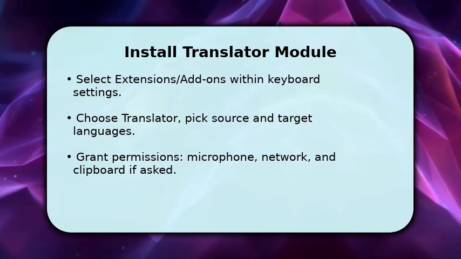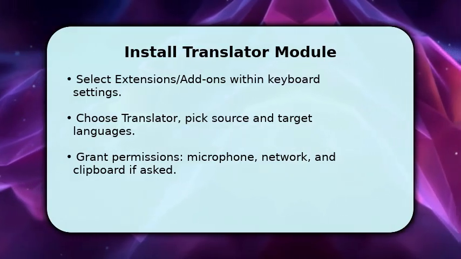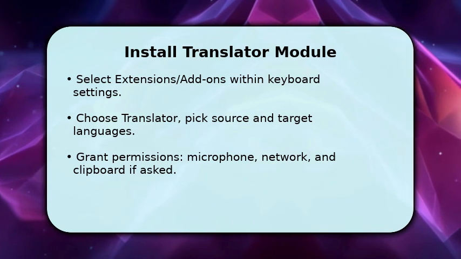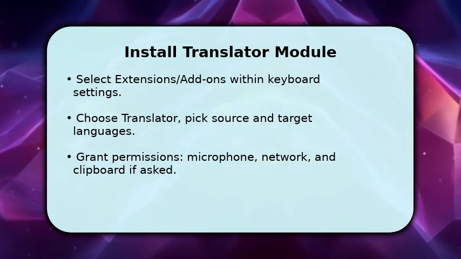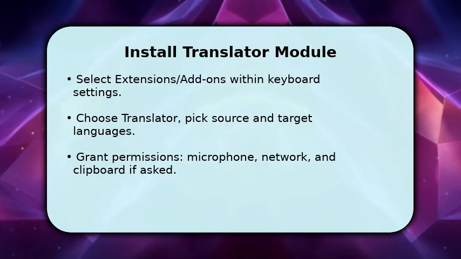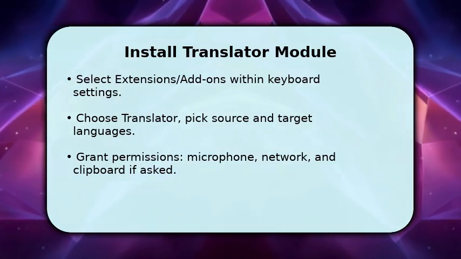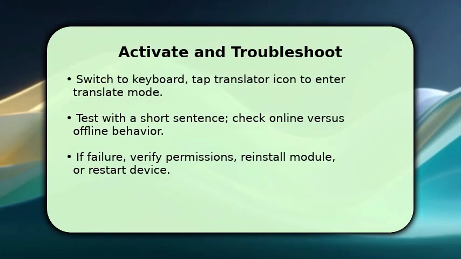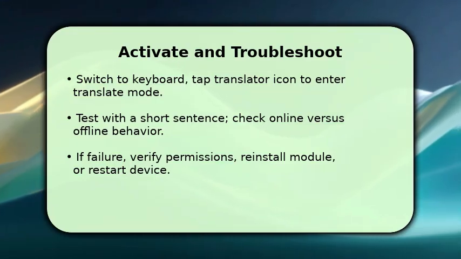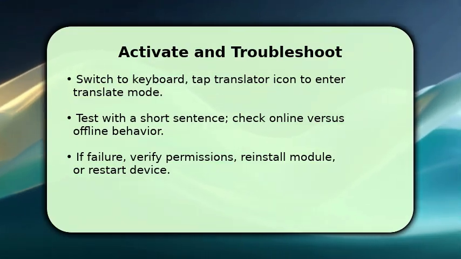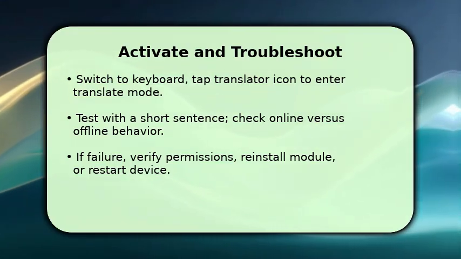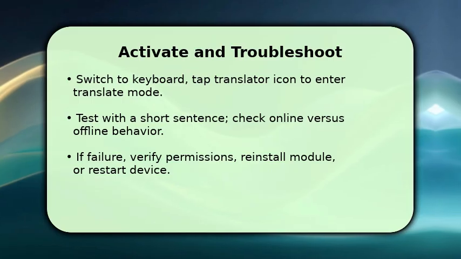Once the module installs, enable it in the Active Features list, and optionally set a quick toggle or long press action so you can switch to translation mode instantly while typing. You finish by switching to your keyboard in any app and tapping the translator icon or using the configured shortcut. This enters translate mode so your typed text is converted live.